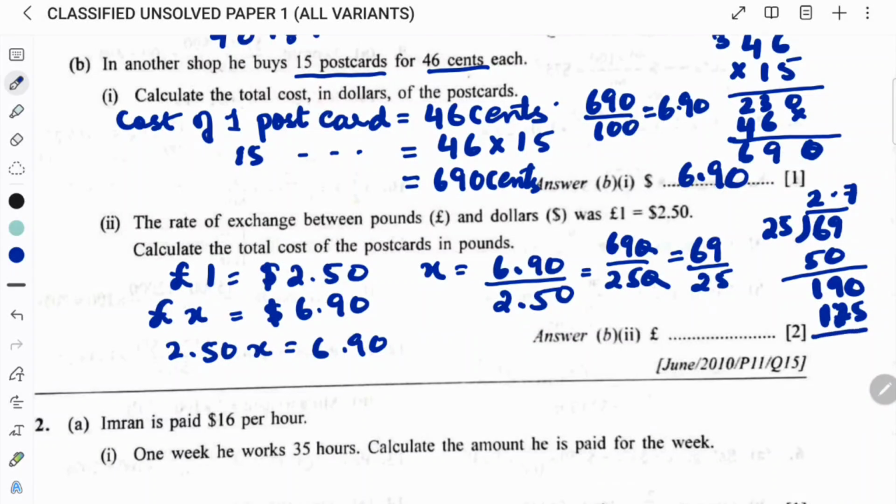175, because 25 times 6 is 150. Okay, so now what do we get? We get the 5 over there, and then it is 1 remainder, because you have borrowed one number from there, so it became 8. So 150. 25 times 6 is 150. Then it is 2.76 pounds is your answer for this question. Okay, I hope you understood.